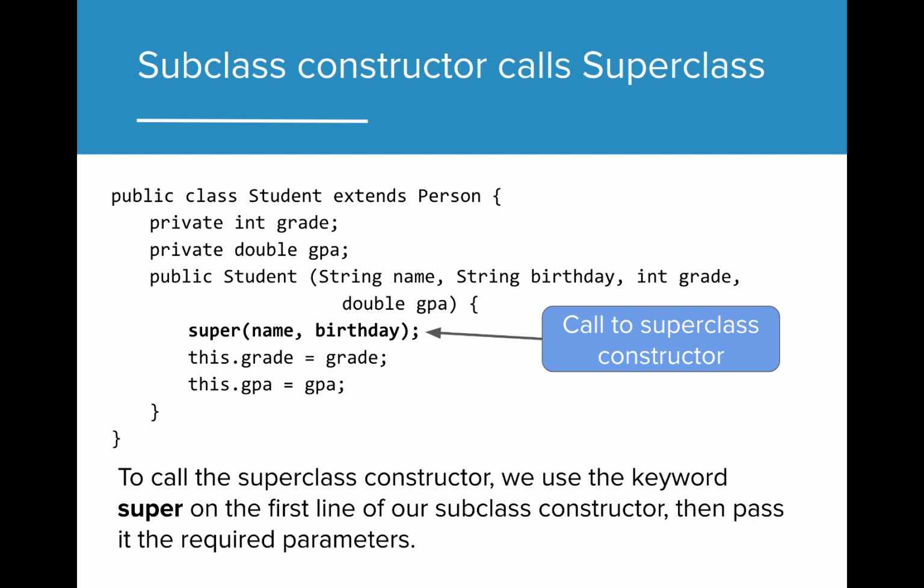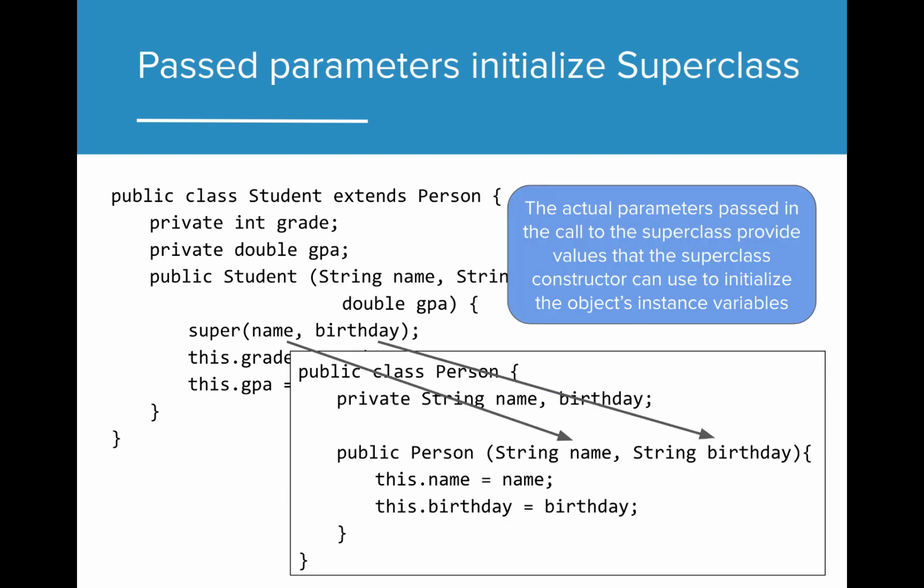We use the keyword super on the first line of our subclass constructor, then pass the parameters needed to satisfy the superclass constructor. In this example, the student constructor takes name, birthday, grade, and GPA. The grade and GPA values are set in the student object, but name and birthday get passed to the person class. Using the super keyword, we take the name and birthday from the student class and pass them directly to the person class. Inside the person class, these parameters are used to initialize the object's instance variables.